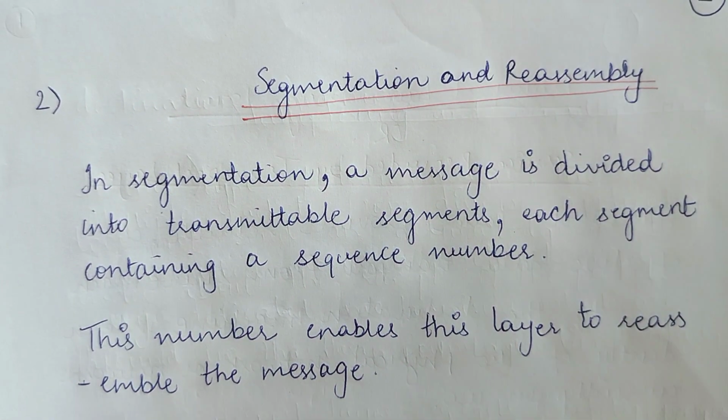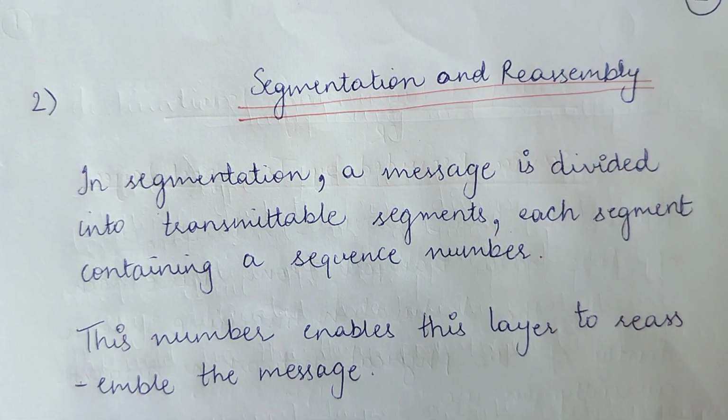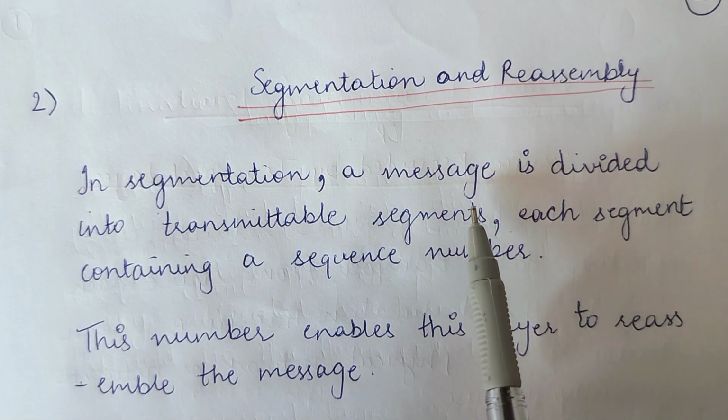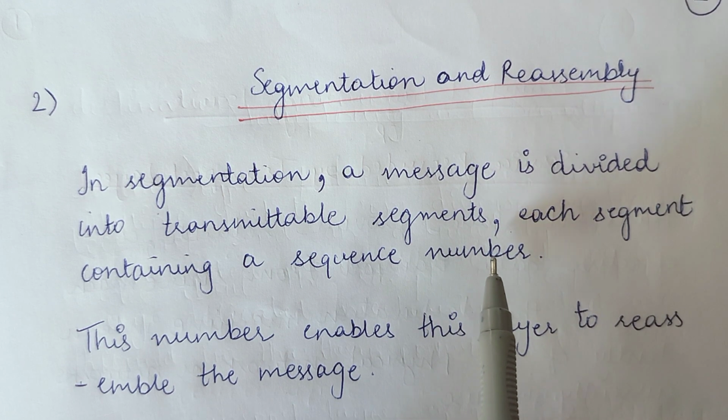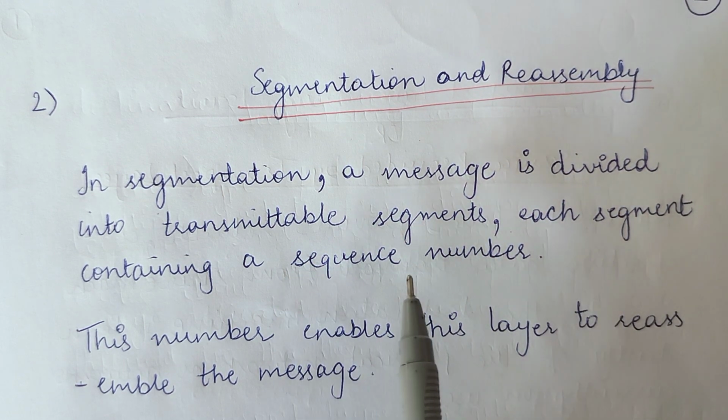Then is segmentation and reassembly. Basically, large data altogether is not transmitted at once. If data is very large, it is first of all fragmented into smaller pieces which you call frames or datagrams, whatever you may call them at different layers. But basically a large message is broken into smaller units. This process is known as segmentation, which involves dividing a message into transmittable segments which can be easily transmitted, and each segment then contains a sequence number.